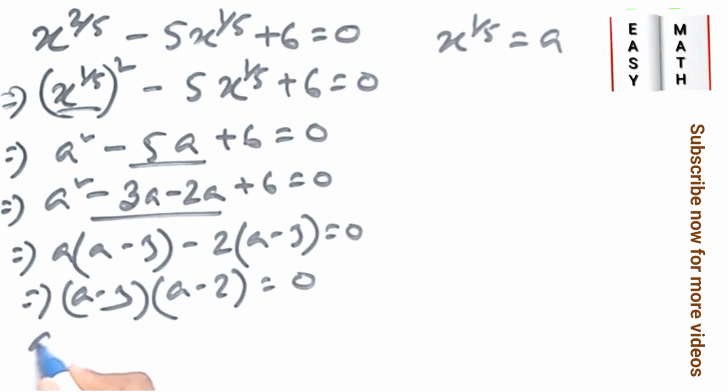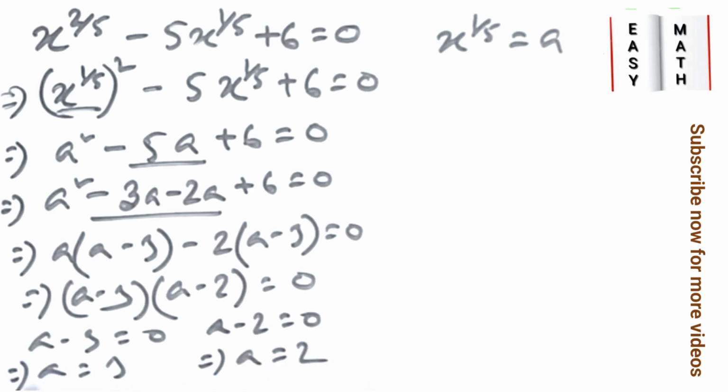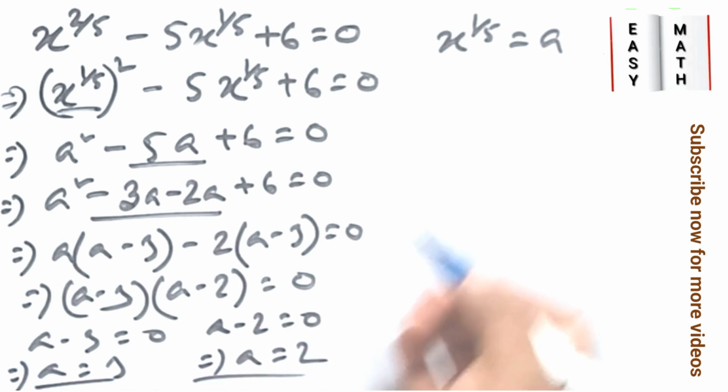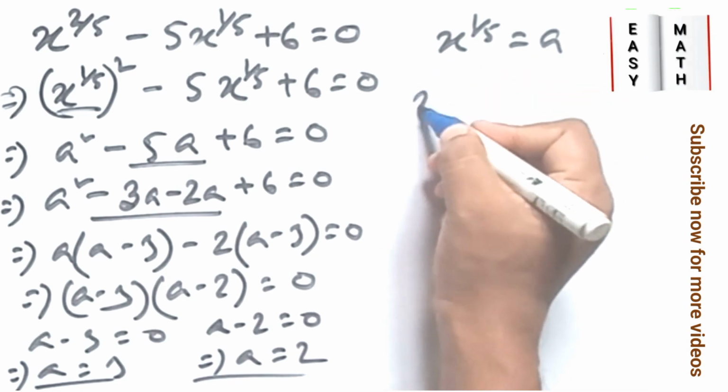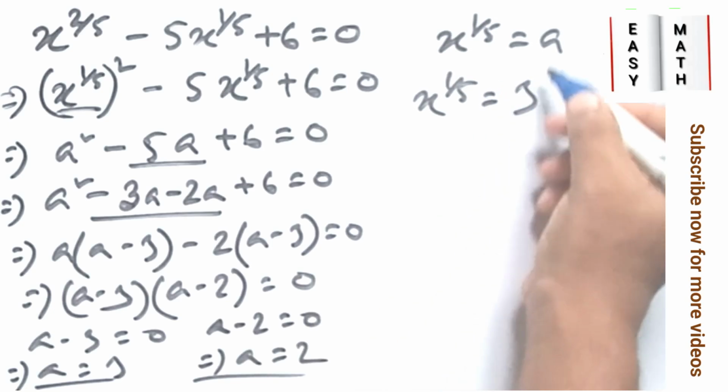So we take a minus 3 is equal to 0, so a value is 3, and a minus 2 is equal to 0, so a value is 2. So a value is 3, and a value is 2.